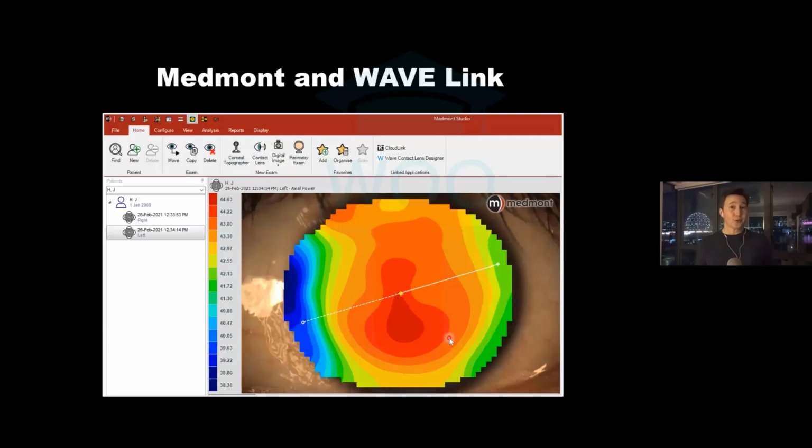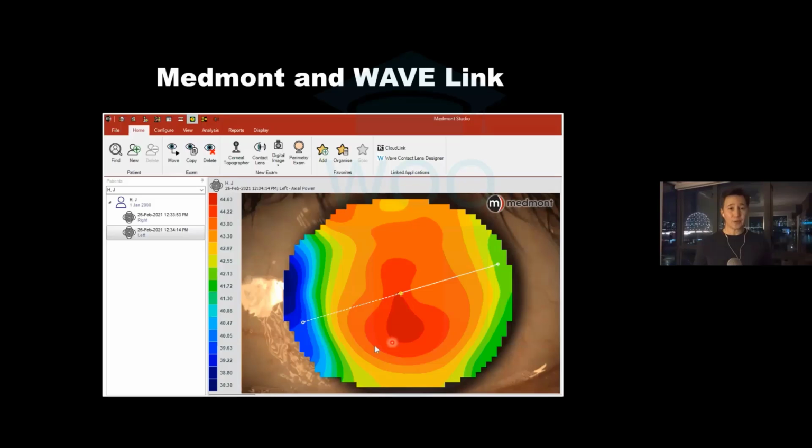Now, you've got your map. You are happy and satisfied that I got an accurate capture. I've got my visible iris diameter. Now I can send this topography through to the Wave software.